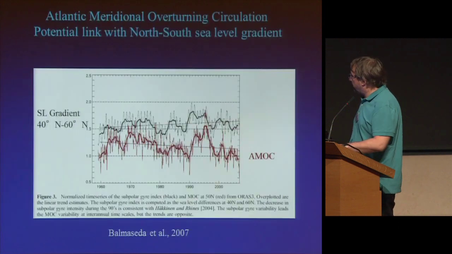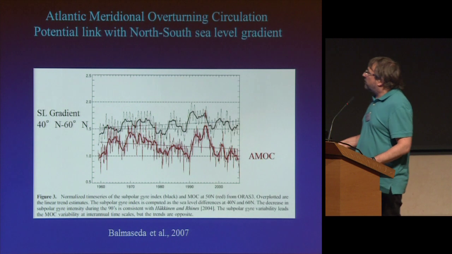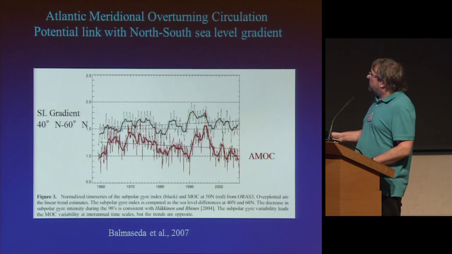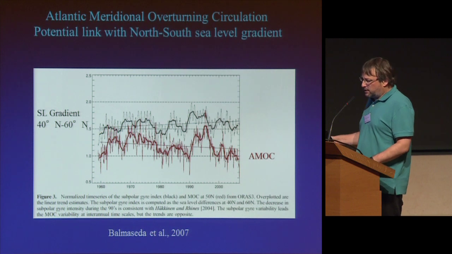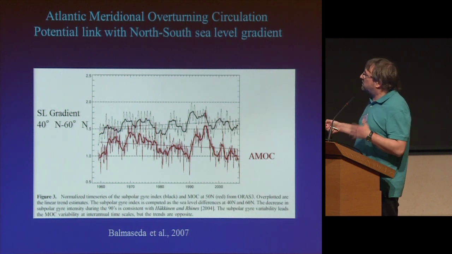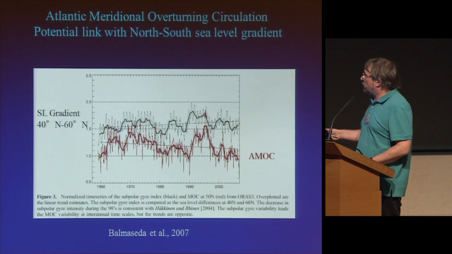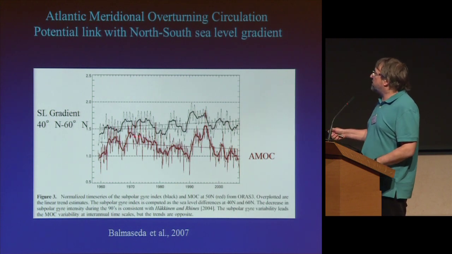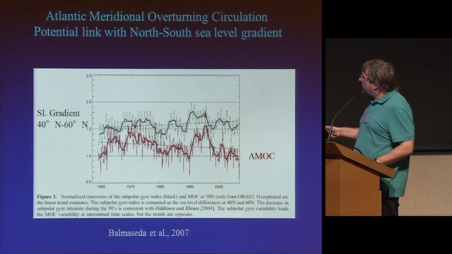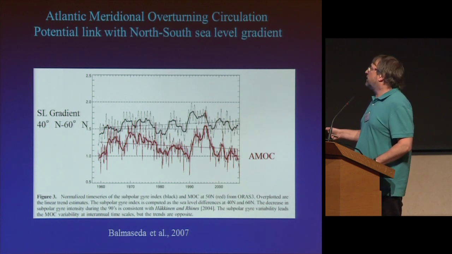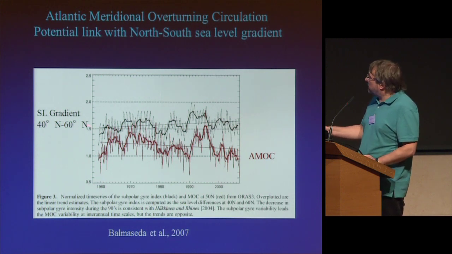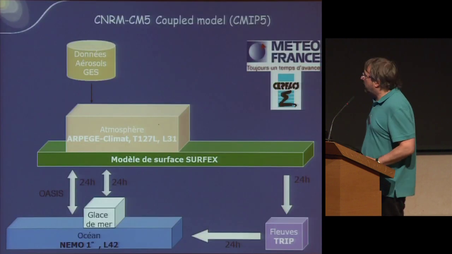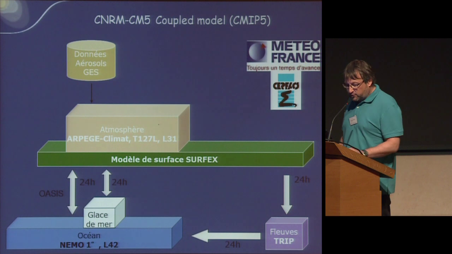So there have been a few papers looking at the correspondence between sea level and the meridional overturning circulation. For example, in this paper by Balmaceda, actually it's a model with reanalysis, so it's not fully a model, but you can see that there is a strong link between both of them. Although at the very slow time scale, the trend seems to be of the opposite sign.